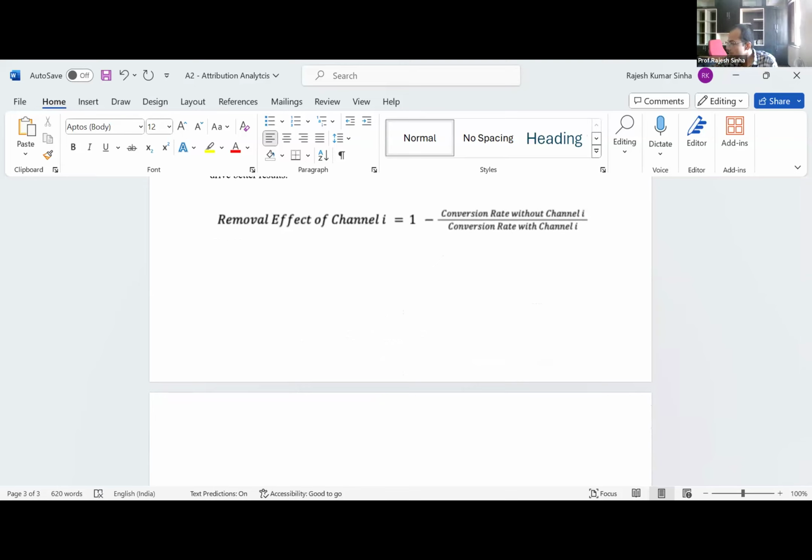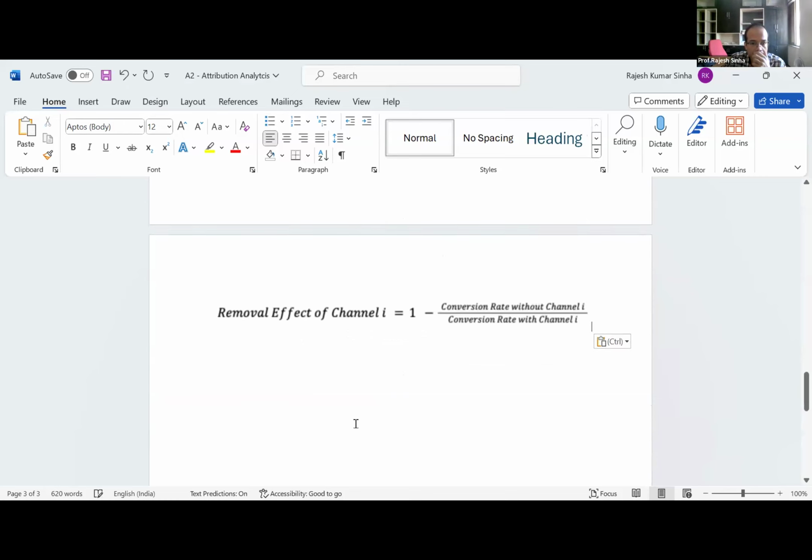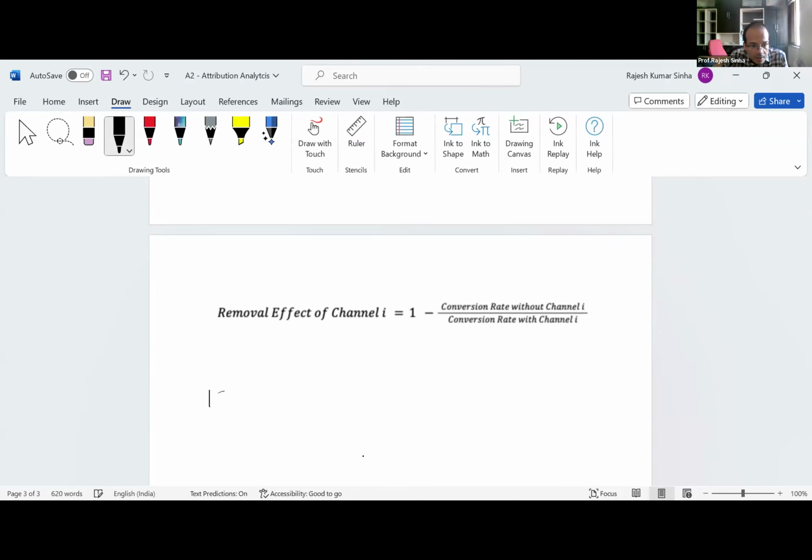Removal effect of channel. So what is this removal effect of channel actually? Let me think of it this way. Let me copy it and paste it here. This analysis you can do actually. So suppose there are 1,000 customers landed.